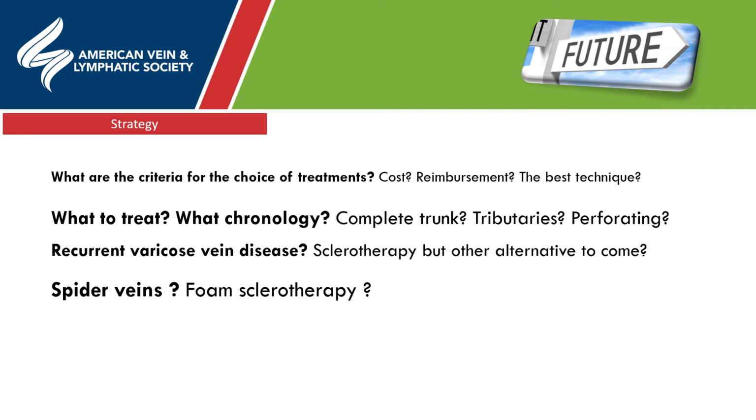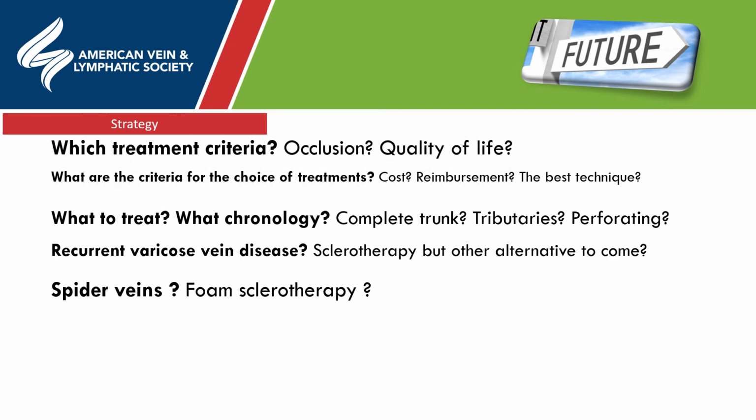The second point is strategy. There are some questions that we can and must think about. Which treatment criteria? Occlusion, quality of life? Both? What are the criteria for the choice of treatments? Cost, reimbursement, best technique? What to treat? What chronology? Complete trunk, tributaries, perforating? About recurrent varicose vein disease, sclerotherapy, but other alternatives to come? For spider veins, foam sclerotherapy?